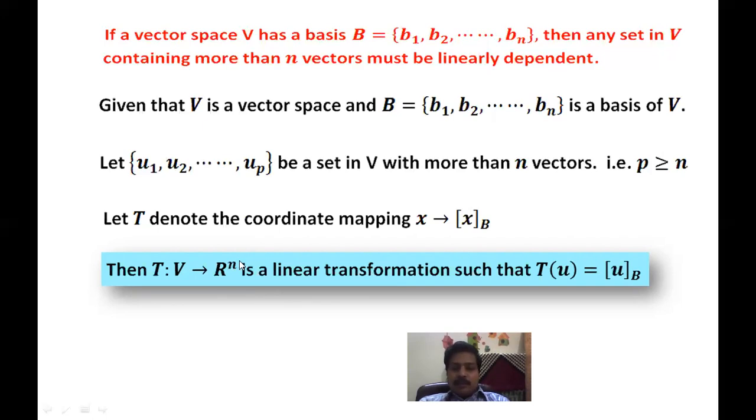It is a linear transformation and one-to-one and onto. So here let us use the property of linear transformation. It is a linear transformation such that T of u is equal to uB from the definition of coordinate mapping. uB is nothing but the B coordinate vector of u.